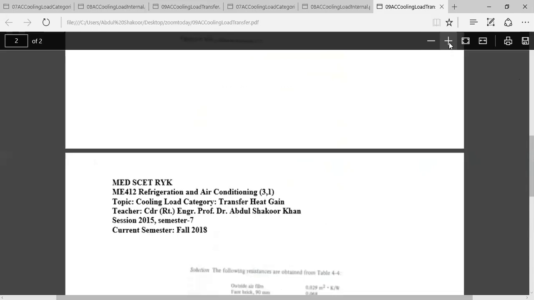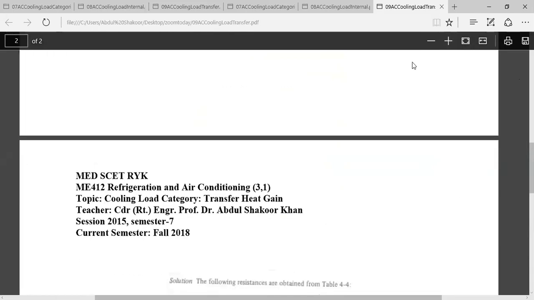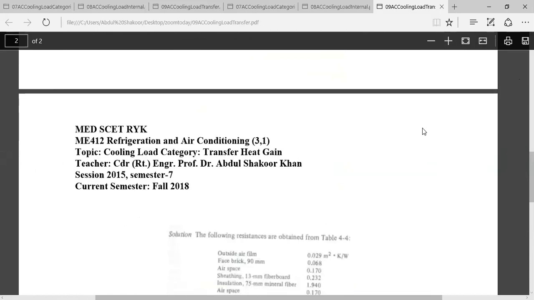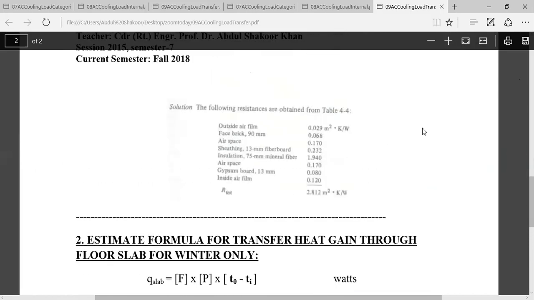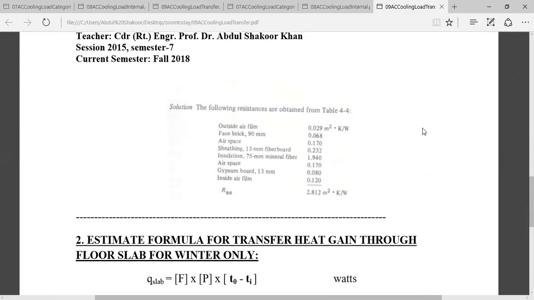What is the thermal resistance of each building? Total thermal resistance is given here. Say 2 point something. I will zoom in a little for you, so you should be able to see it. Here, 2.812 meter square Kelvin per watt. The reciprocal of this R thermal is the U factor, and the U value's unit will be the reciprocal of this unit, that is, watts per meter square Kelvin. Resistance is in meter square Kelvin per watt, and conductance is watts per meter square Kelvin. This is called U value.